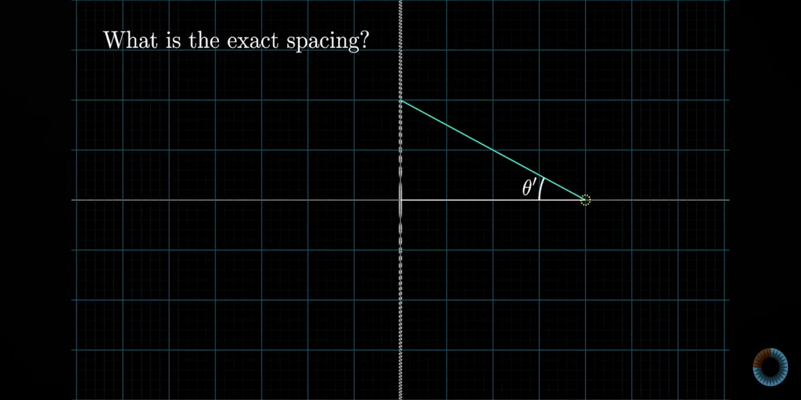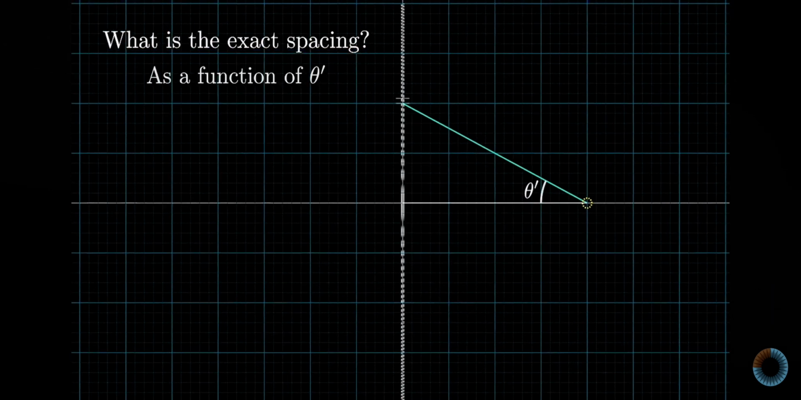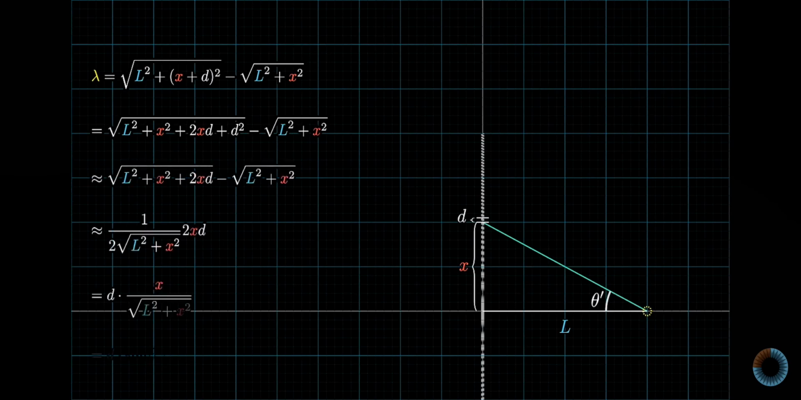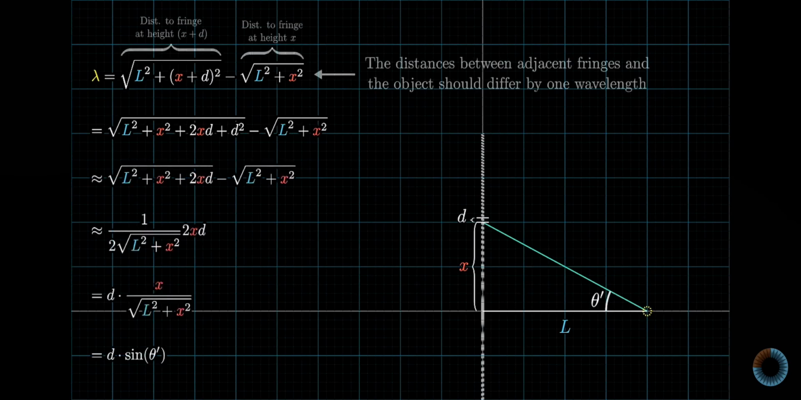Consider the angle between this line and the one perpendicular to the film, which I'm going to call theta prime to distinguish it from the diffraction angles we were just looking at. I won't narrate through all the details here, but you can work out this fringe spacing exactly. You start with the premise that the distance between adjacent fringes to the object should differ by one whole wavelength.